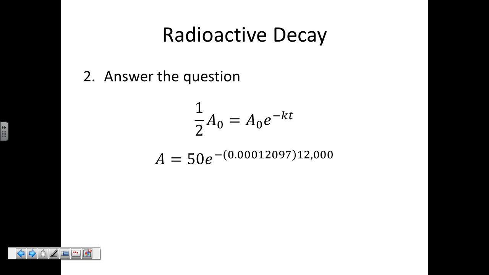Now I know what K is. This number is safe to use for carbon-14 pretty much forever. And I'm plugging in my 12,000 years. So I'm going to be able to plug this all into my calculator. And again, if you stored your K value in, you only have to hit the K times 12,000 in your power. You don't have to type all those decimal places. So once you plug it into your calculator, you get that your amount is 11.709. So 11.709 grams of my original 50 grams are left over.